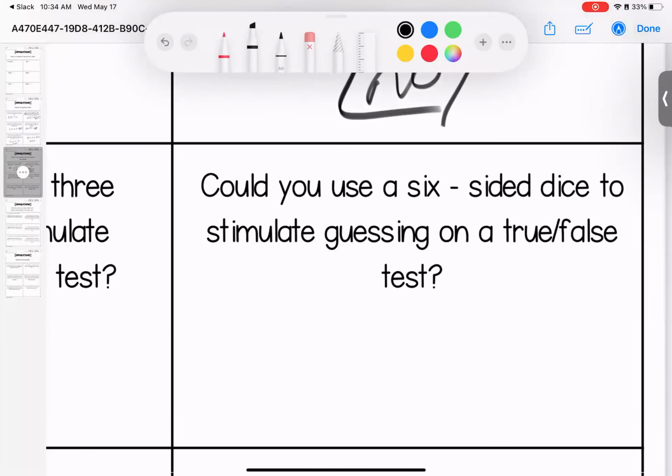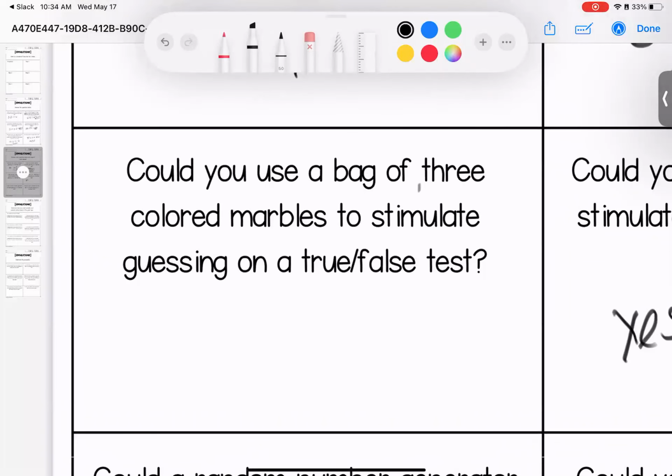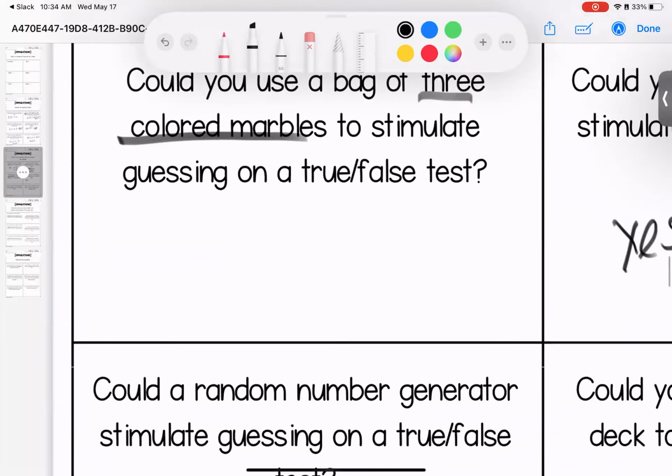Could you use a 6-sided dice to simulate guessing true or false? Yes. I could say that even was true and odd was false. I could absolutely do that. Could you use a bag of 3 colored marbles to simulate true or false? No, it's not going to be an equally likely situation. So that would not work.